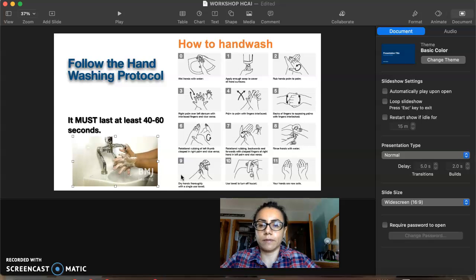Then clean the inside of the fingers by spreading your fingers on the palm side. Next, clean the tips of your fingers by putting them inside the palm of the opposite hand. And clean each thumb in the palm of the opposite hand. And then clean the palms of each hand using the fingers of the opposite hand. And finally, clean the wrists.